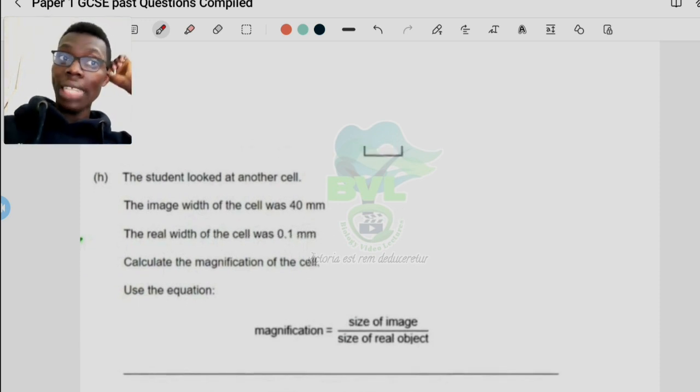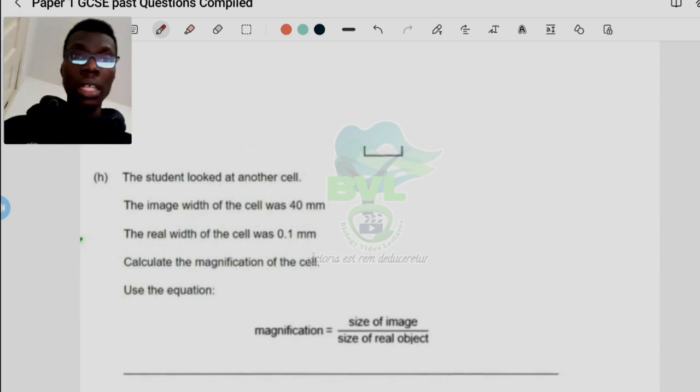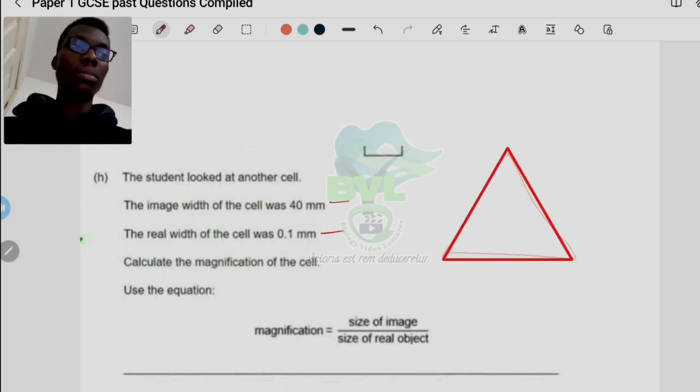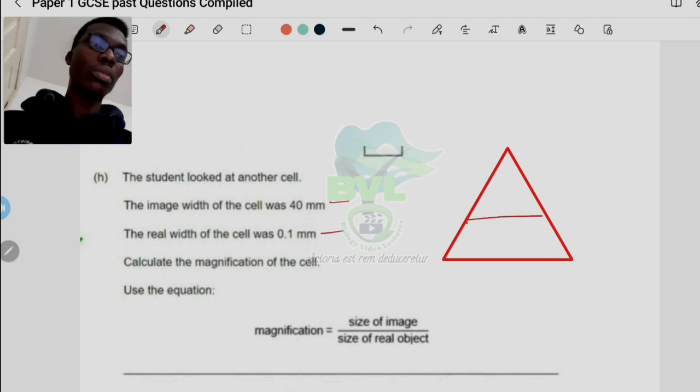Now, the student looked at another cell, and the image width of the cell was 40 millimeters. So this is the image size. Then it says the real width of the cell is 0.1 millimeter. Okay, that's the actual size, as it were. If you can remember this triangle, it's always good you remember that. It's just a quick reminder.